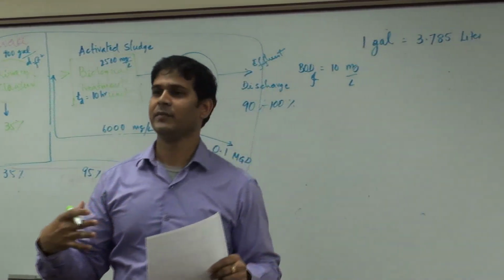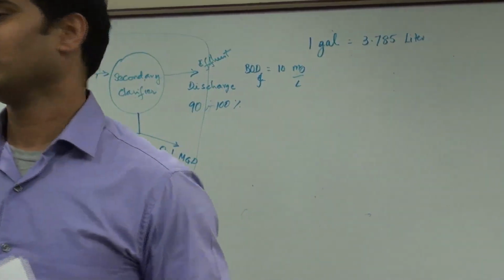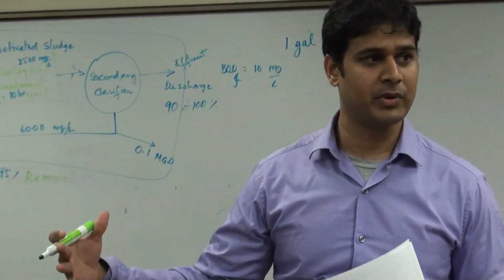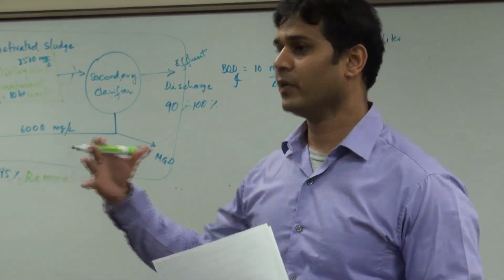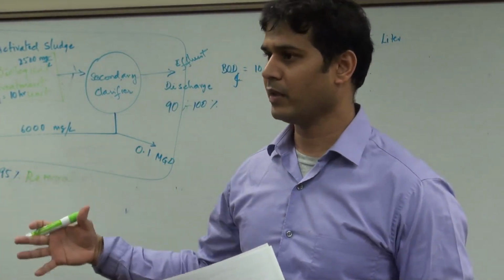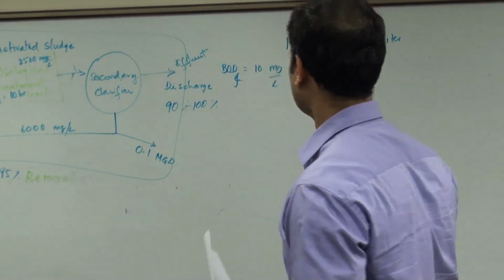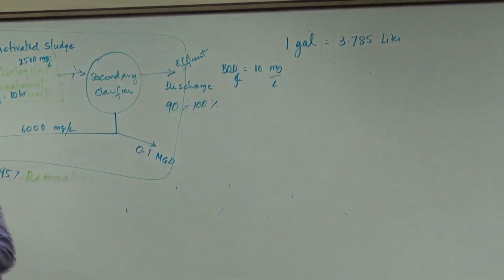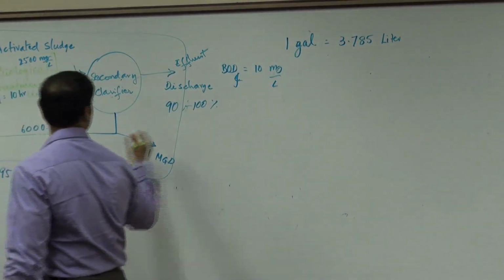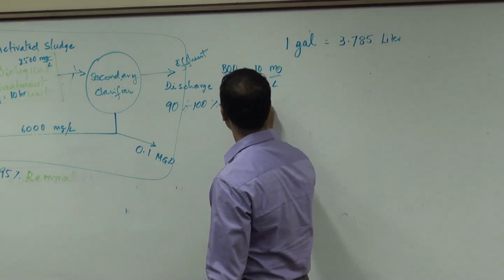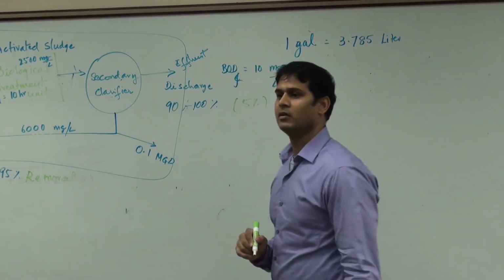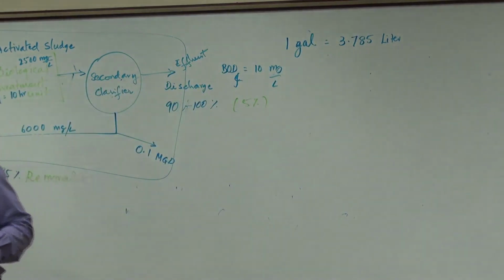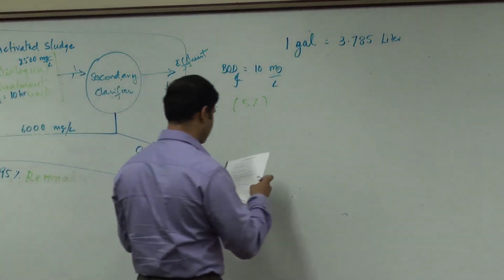Are you following me? First I'm going to calculate the total BOD in mass, pounds per day, and then remove the 35% removed from there. And then about 5% is leaving. The problem statement said 95%, which means 5% is leaving over there. Let me put the numbers together so you understand what I'm trying to do.